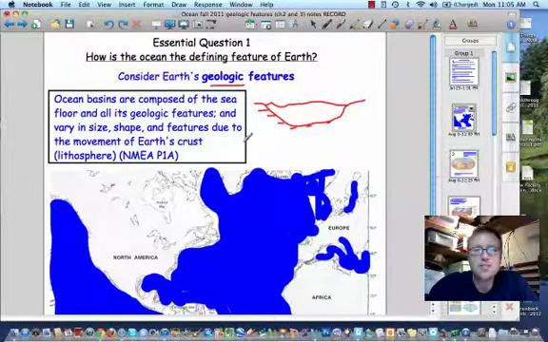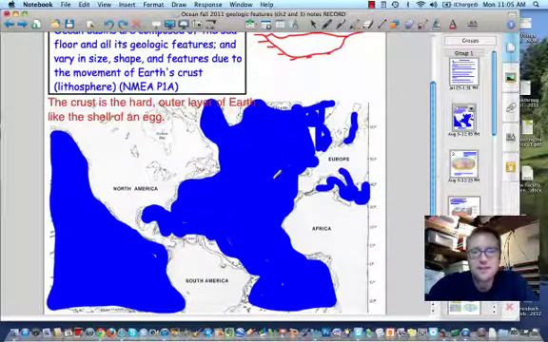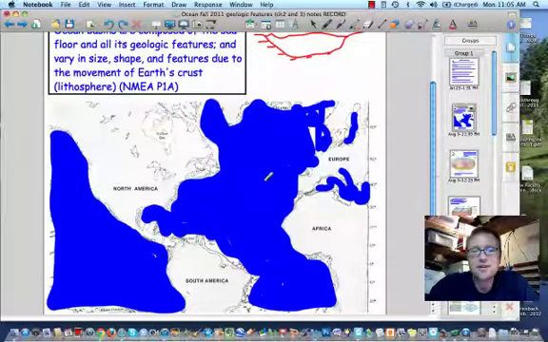These features vary in shape and size due to the movement of the Earth's crust, which is known as the lithosphere. Now, a quick story on this. Here's a map of North and South America, Africa, and Europe. Only until about 60 years ago, this is what we knew. We knew what was on land. We could go across in boats. We could go across in planes. But all of this other part of the Earth, we had no idea.